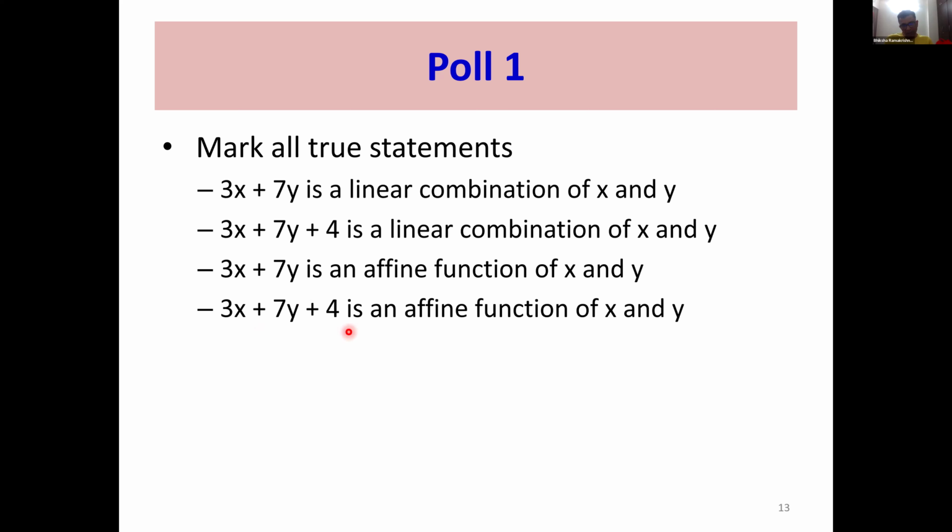Is this fourth statement true? Yes, true. So 3x plus 7y plus 4 has a bias, so it's affine. This doesn't have a bias, but still it's affine, with a bias of 0. This has no bias, so it's a linear combination. This has a bias, so it's not a linear combination, it's affine. And this has no bias, so it's a linear combination. Anyway, moving on.